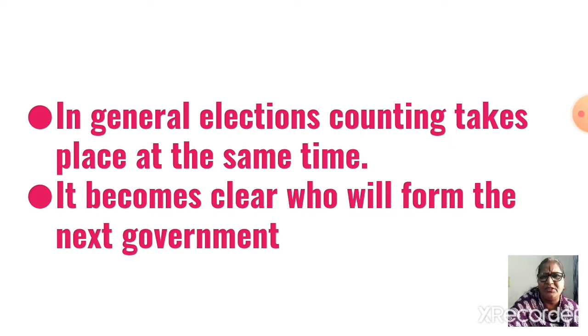On television, it is all live. As the votes are counted, we get to see everything live. And within a few hours of this counting, children, all the results are declared. Then the picture becomes clear as to who will form the next government. It doesn't take much time because of the EVM, the electronic voting machines. Counting is done very fast.